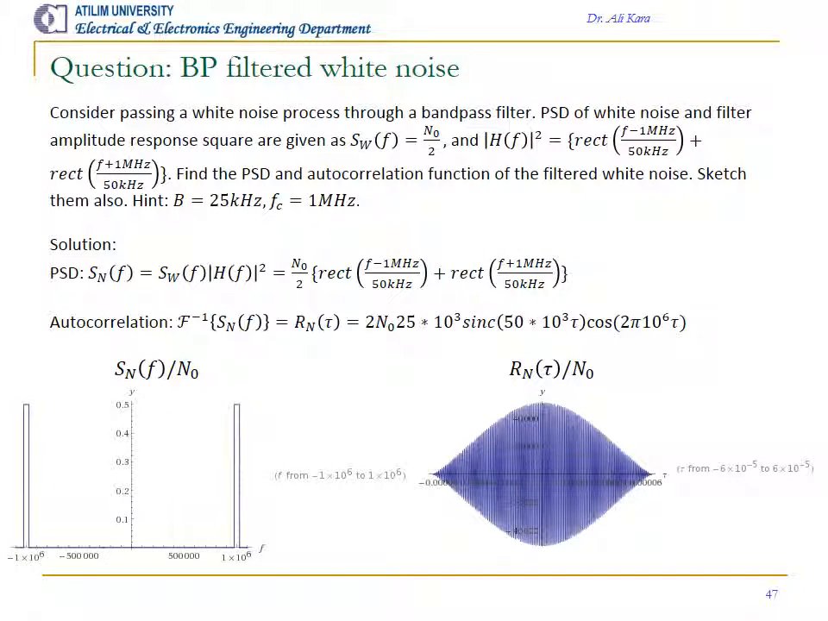Question. BP filtered white noise. Consider passing a white noise process through a bandpass filter. PSD of white noise and filter amplitude response square are given as SW of f equals N0 over 2, and H of f amplitude square equals rect of (f minus 1 MHz) over 50 kHz plus rect of (f plus 1 MHz) over 50 kHz. Find the PSD and autocorrelation function of the filtered white noise. Sketch them also.